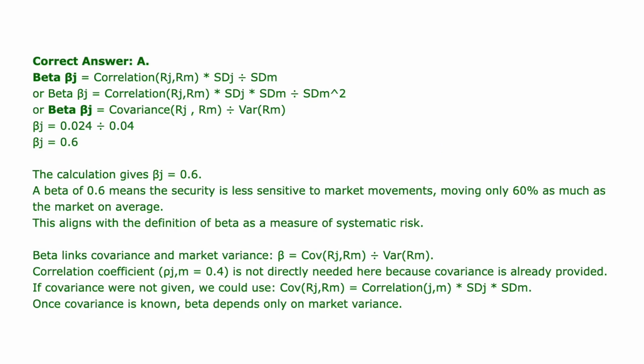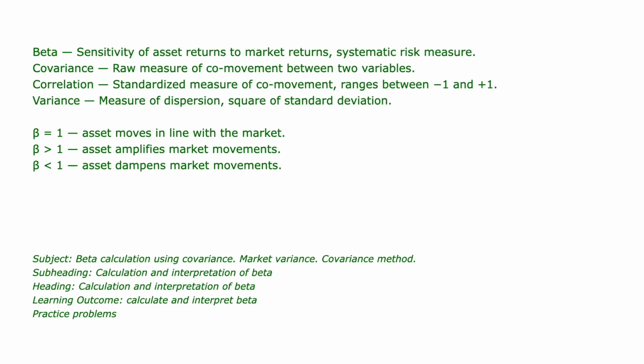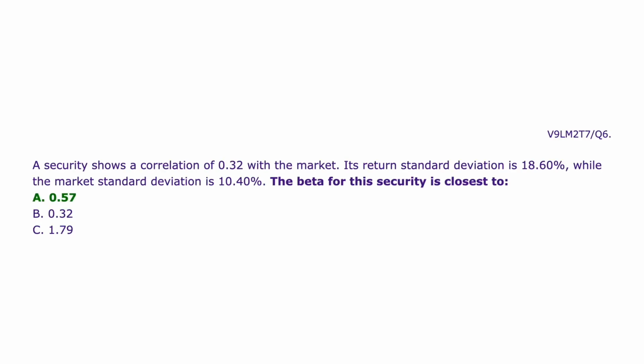Beta can be calculated directly using the covariance method. Beta equals covariance of asset return and market return divided by variance of market return. The correlation coefficient is not needed when covariance is already provided. Covariance measures raw co-movement. Variance measures dispersion. Beta equals covariance divided by market variance. This method is simpler when covariance is known.